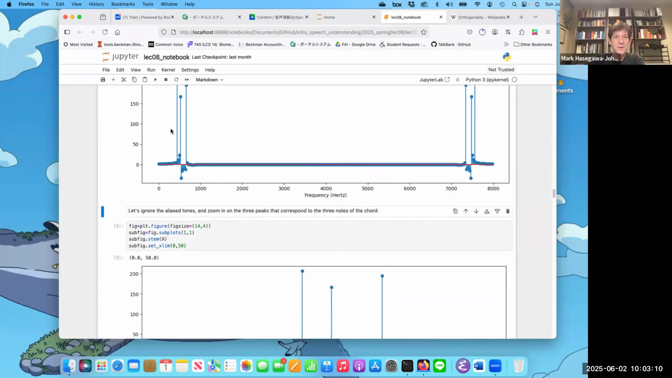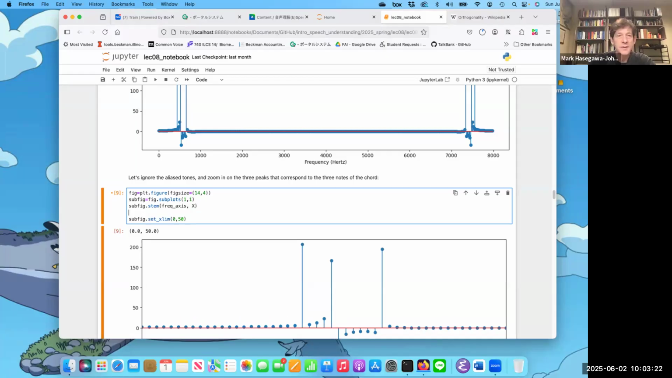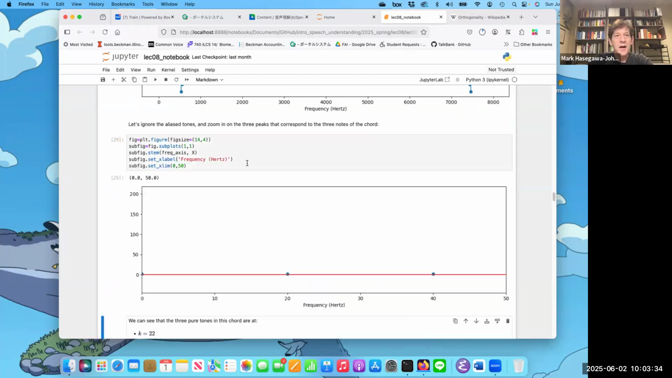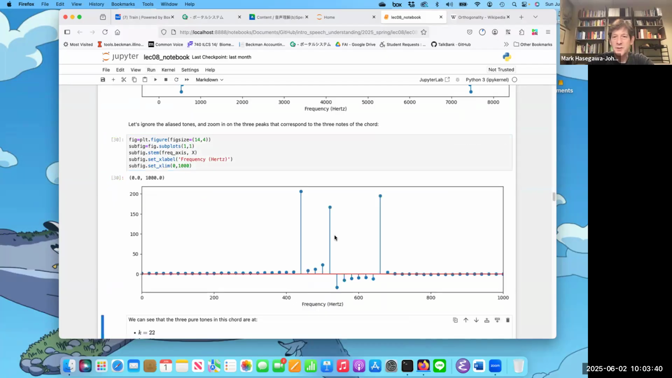Actually, we want to kind of zoom in on those three notes. So I'll zoom in on just those three notes. Oh, I want to set the axis from 0 to 1000 hertz. There we go. We can see that the A note is right at about 440. The B note is just right about 500 hertz. And the C note is up here at around 630 hertz or something like that.